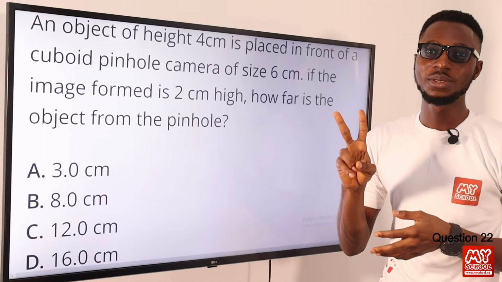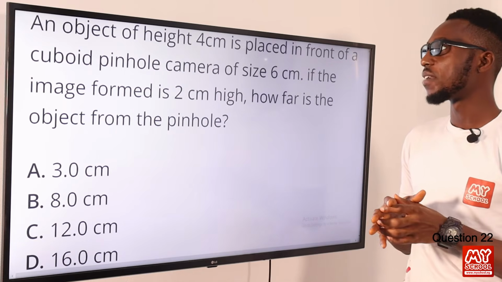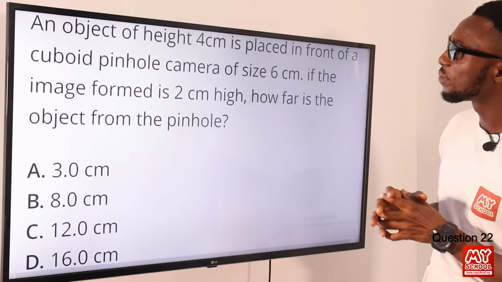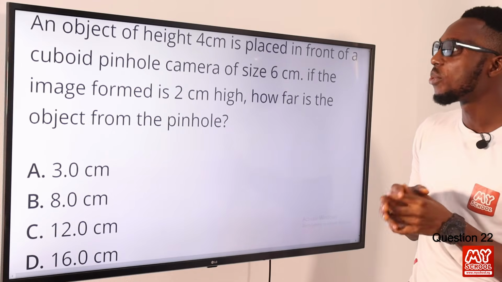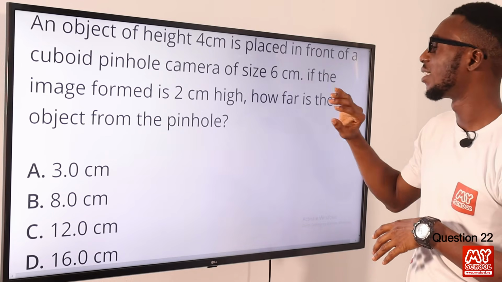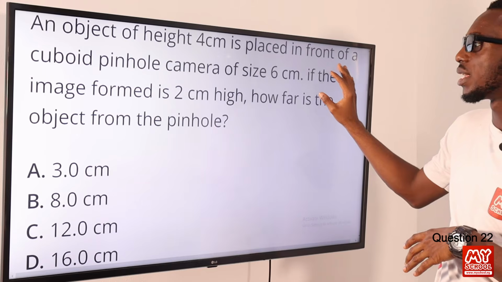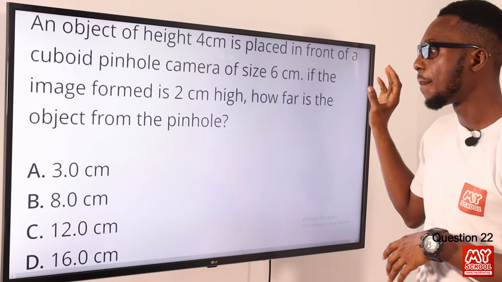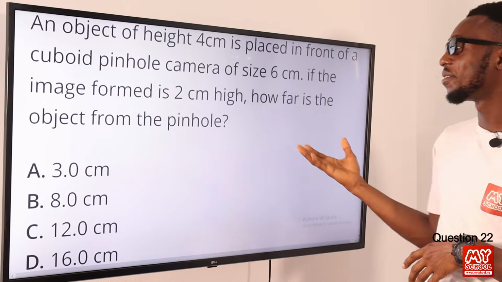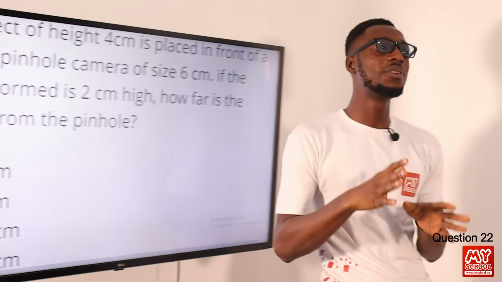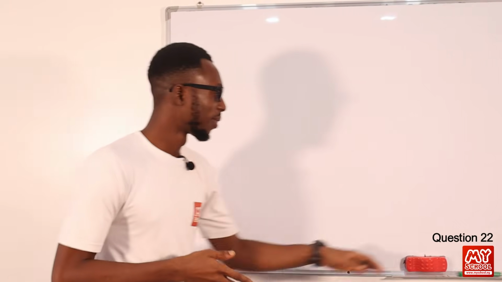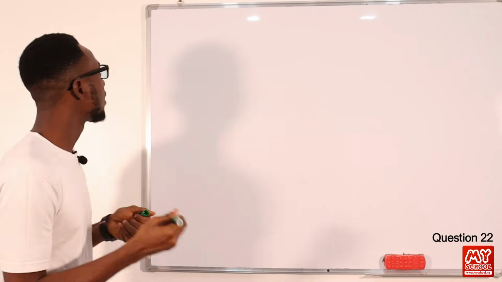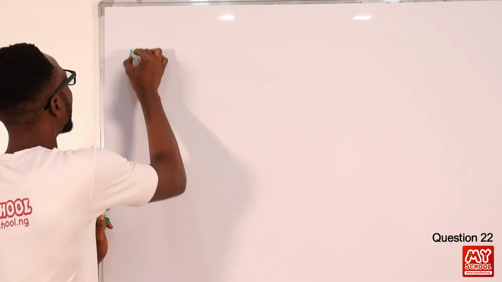Question 22. An object of height 4 cm is placed in front of a cuboid pinhole camera of size 6 cm. Now, if the image formed is 2 cm high, how far is the object from the pinhole? So we are looking for object distance. Magnification is the ratio of the image height to the object height, so we can use this formula.